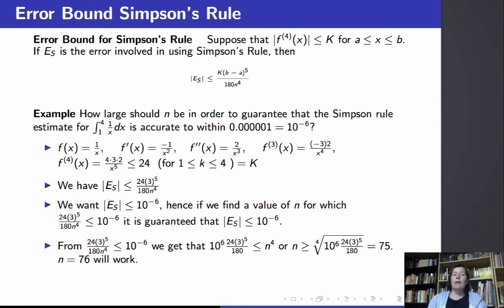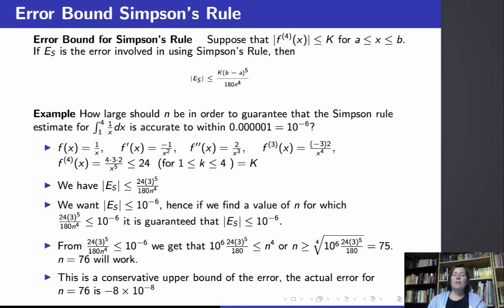Multiplying across by n to the 4 and dividing across by 10 to the minus 6, or multiplying across by 10 to the 6, we get n to the 4 must be greater than or equal to 10 to the 6 times 24 times 3 to the 5 over 180. And n must be greater than or equal to the fourth root of that, which turns out to be 75. Most certainly n equals 76 will work, and if we're happy with an error equal to 10 to the minus 6, we can use n equals 75.